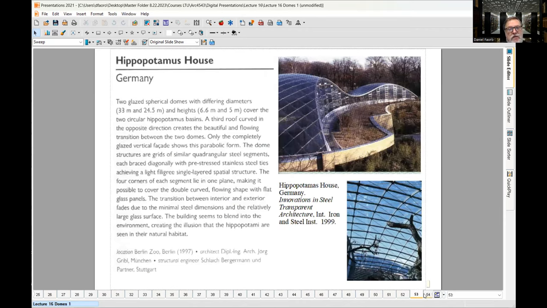Hippopotamus house in Germany. This is made by Mero, the space frame company. These are lightweight aluminum frames that create this glass enclosure for animals. So you can see it's a sort of dome on one side and a dome on the other side. It's sliced with a vertical wall, and then there's sort of an upside down dome, which forms the linking curvature between the two.